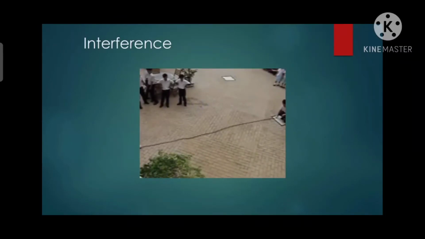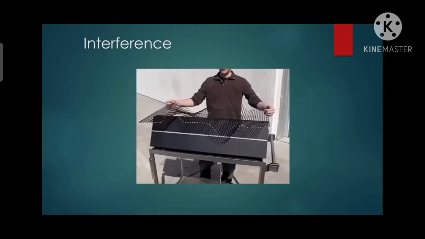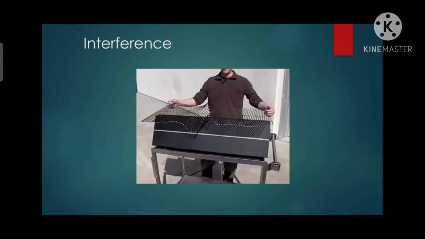Let's take a look at these couple of real life examples of this. The trough on the left and the crest on the right have about the same displacement. With interference, you should expect the resultant displacement to be 0. You can see that right here.